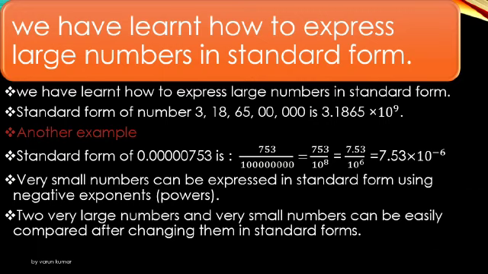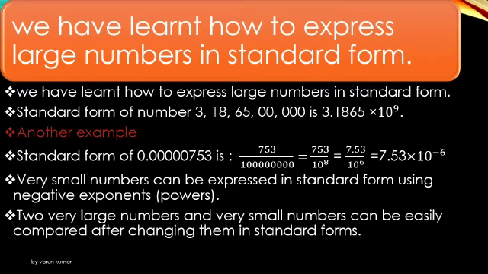In the previous class, we have learned to express a large number in standard form. And now we are going to simply revise that previous chapter. In class 7 you have already studied that the standard form of any number like 318650000 is 3.1865 into 10 to the power 9.